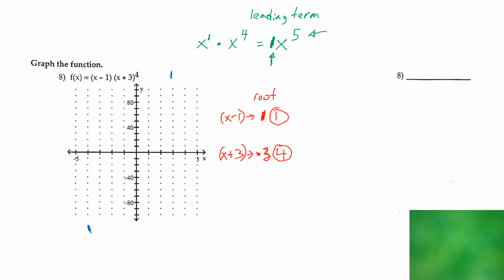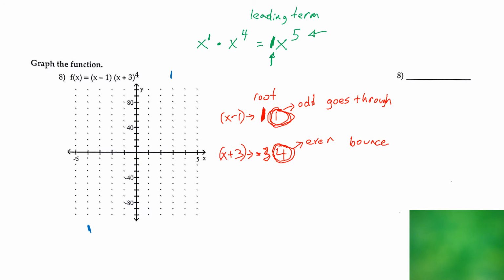We have to remember that for an odd multiplicity, it's going to cross through the root or go through the root. So what we expect to happen when we graph it is that because this is an odd power or multiplicity, that means when we reach this 1, that we are going to go through the graph. For an even multiplicity or power, what happens is that it's going to bounce. In other words, it's not going to cross over the graph.